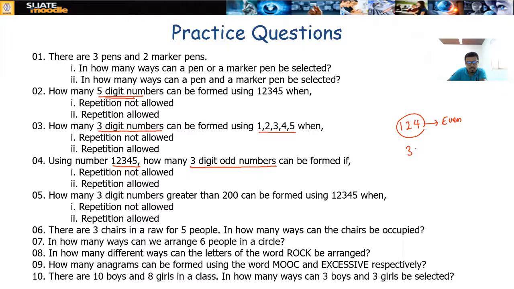And what about this, 351? This is an odd number. So we need to form the numbers like this.